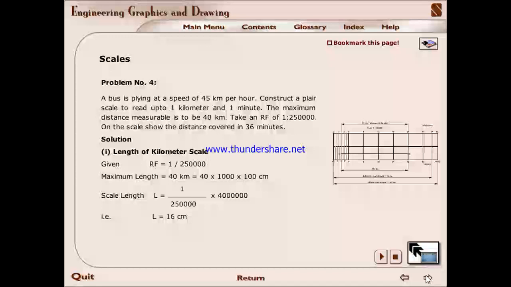Solution. Length of kilometer scale given RF is 1 by 2,50,000. Maximum length is equal to 40 kilometers. That is 40 into 1000 into 100 centimeters, which is 40 lakh centimeters. Scale length L is equal to 1 by 2,50,000 into 40 lakhs. That is L is equal to 16 centimeters.